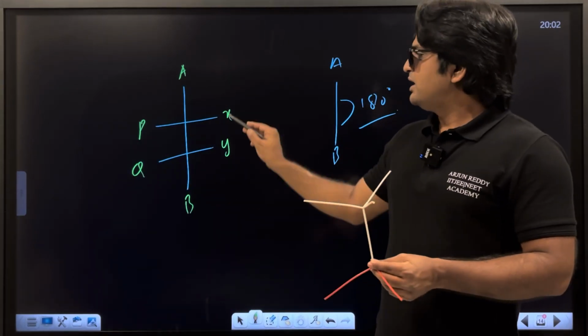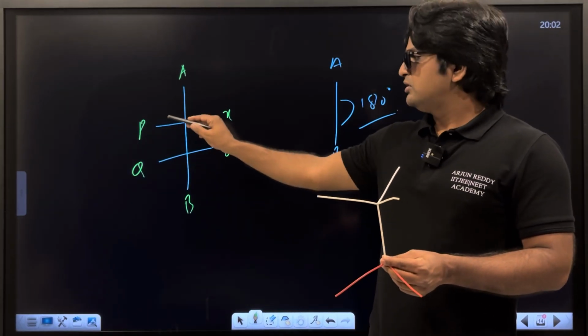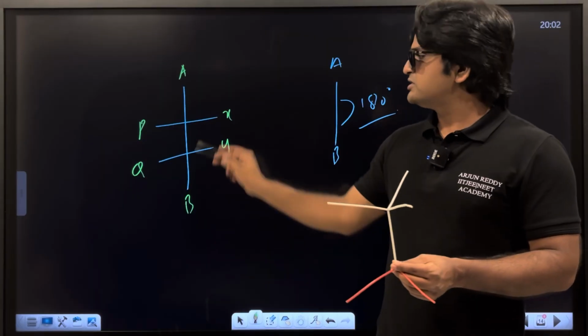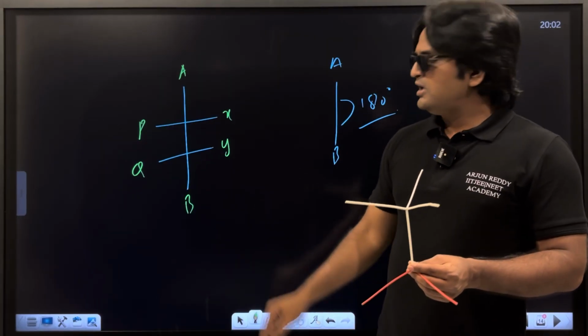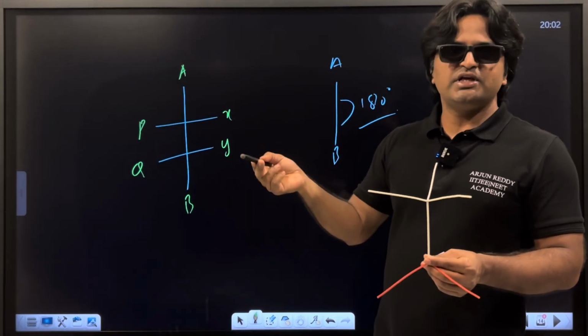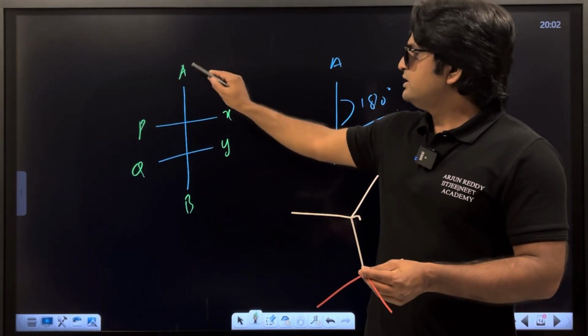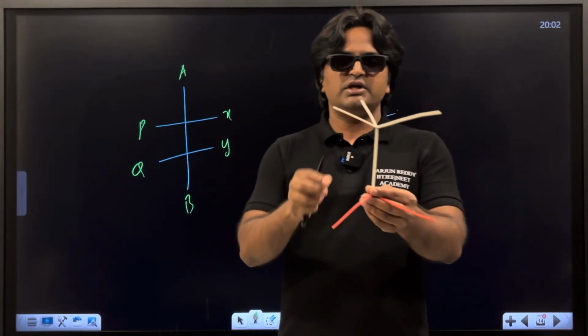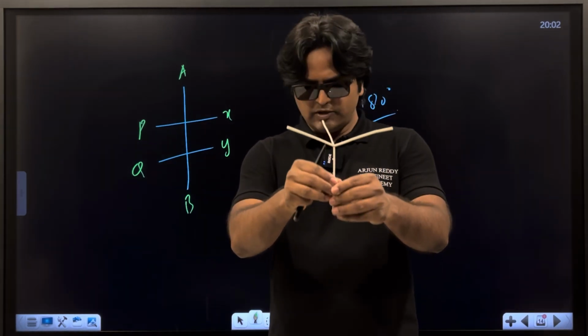180 degrees, and between X and Y 0, and P and Q 0. Why? Because these two are parallel to each other. Now these two are looking like opposite direction, but in the real molecule A and B are not in the opposite direction. Now carefully observe this molecular model.